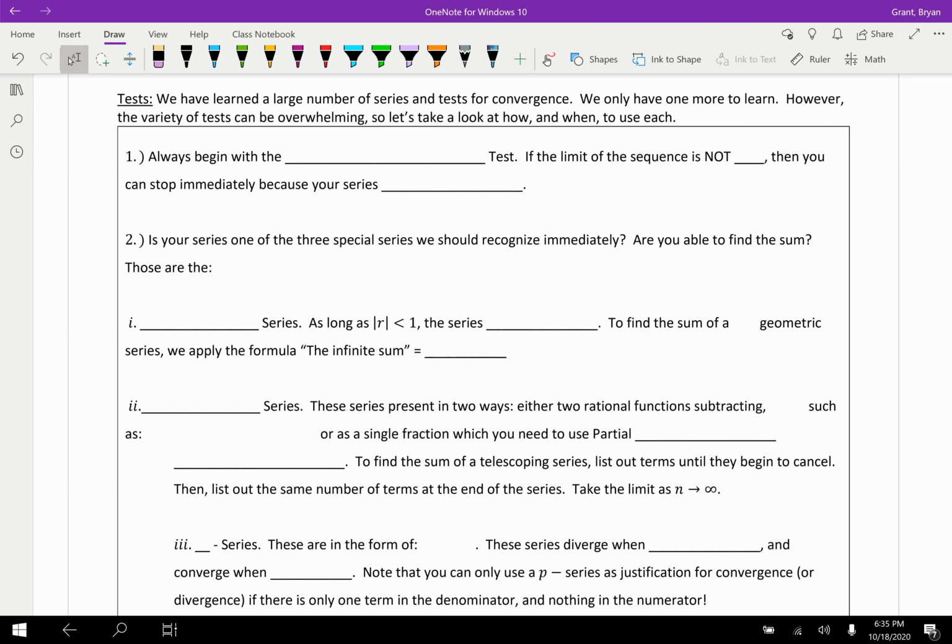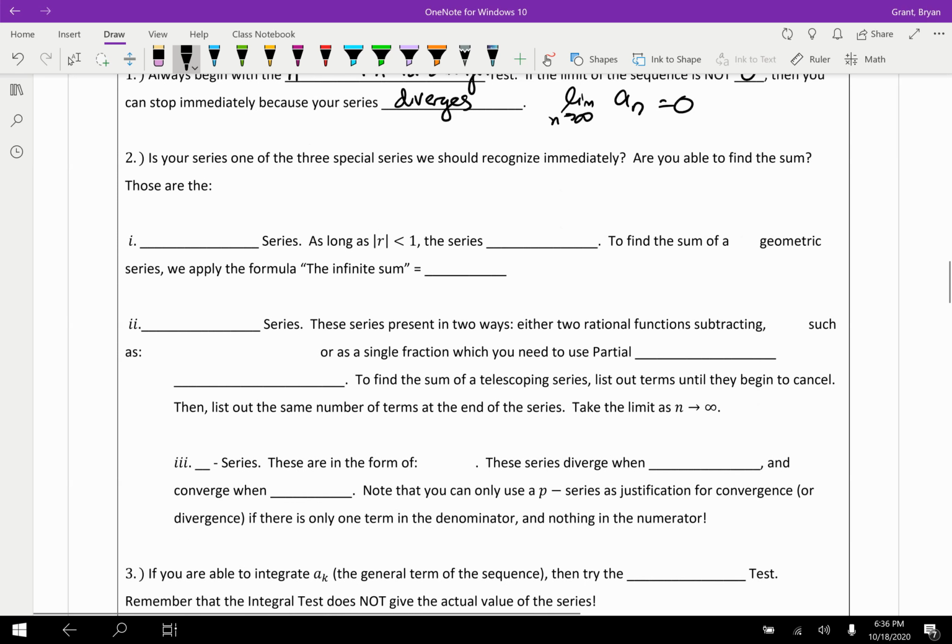So here we go. This is going to be a nice run-through of when and how to use each of these. So what do we do? Well, the first thing we want to do is we always begin with the nth term test for divergence. I probably could have shortened that. Probably could have just said the divergence test. And that's where you take the limit as n goes to infinity, and if the limit is not 0, then you can stop immediately because your series diverges, right? That's where we want to find the limit as n approaches infinity of the actual sequence formula, and that better equal 0, right? If the individual terms of your sequence don't go to 0, then when you add all the terms of the sequence up, it won't be finite.